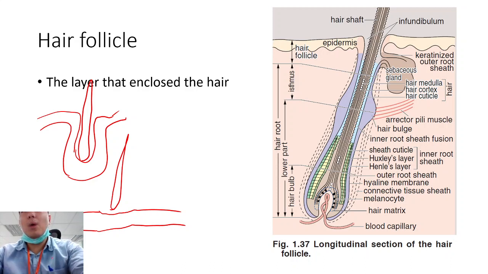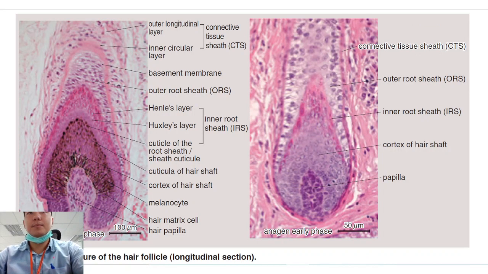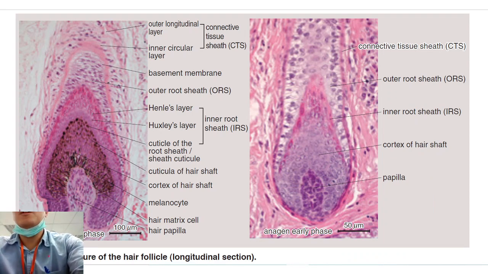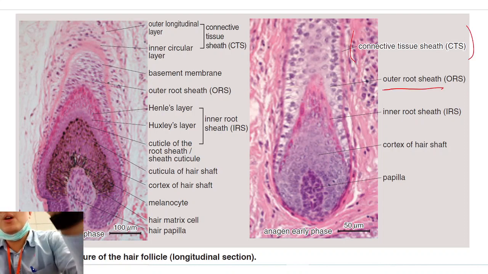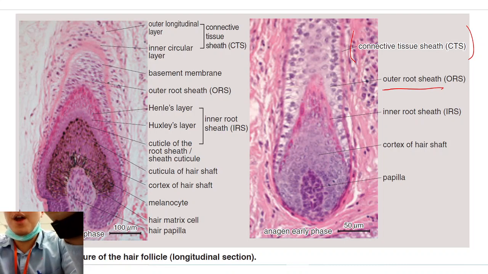So the hair follicle divides into two big parts. The first is the connective tissue on the outside, and the inner side is the sheath, and the sheath is divided into two parts, the inner root sheath and the outer one. As you can see, this is the histology of the hair follicle, with connective tissue on the outside and the root sheath on the inside that actually attaches to the hair itself.